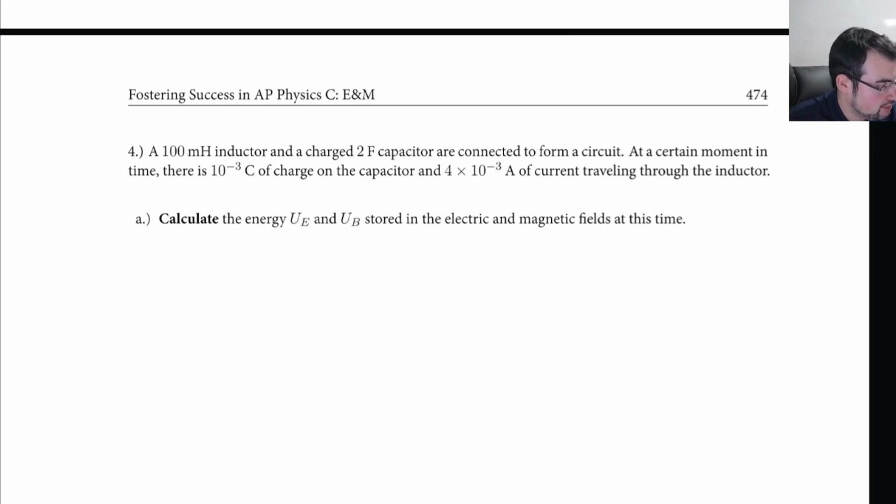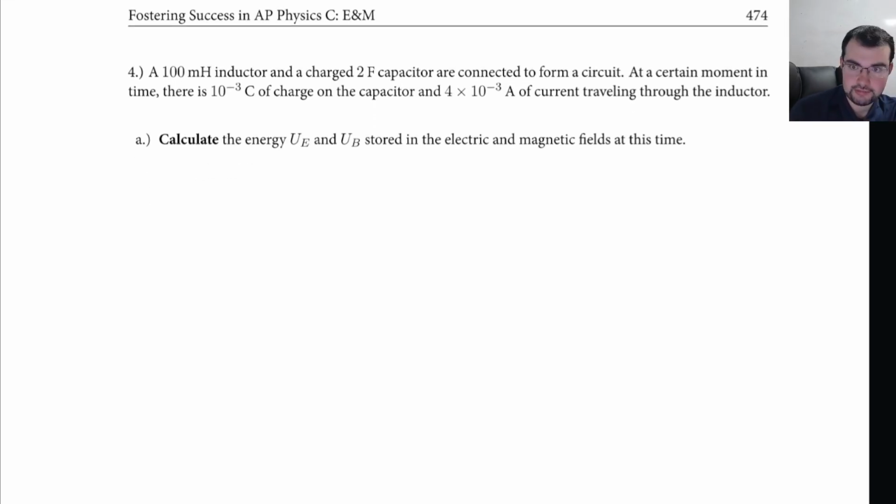All right, so we're going to start with a numbers example. A 100 millihenry inductor and a charged 2 farad capacitor are connected to form a circuit. At a certain moment in time, so this is any random moment that we're zooming in on, there's 10 to the minus 3 coulombs of charge on the capacitor and 4 times 10 to the minus 3 amps of current through the inductor. So let's find the energy stored in both fields at this time.